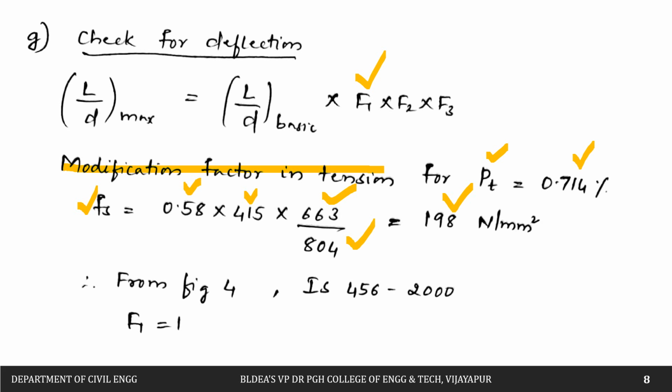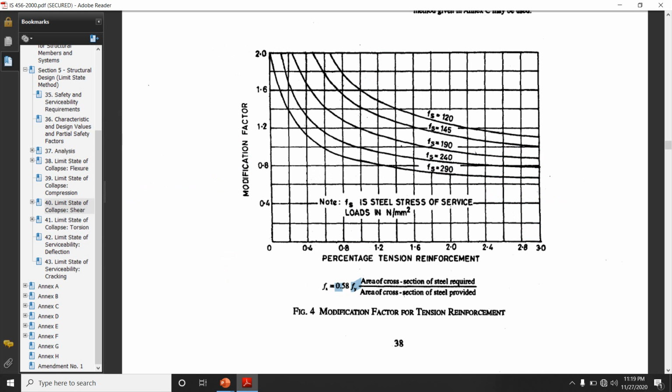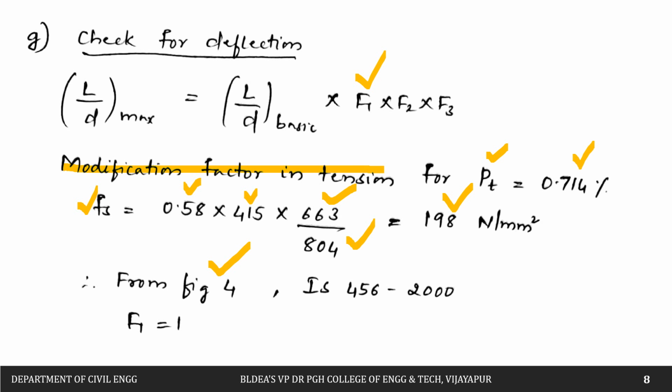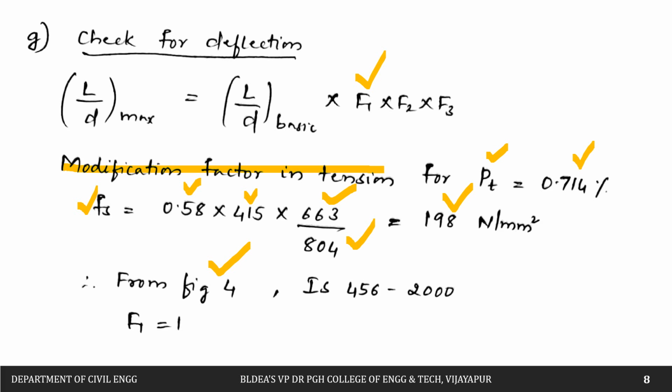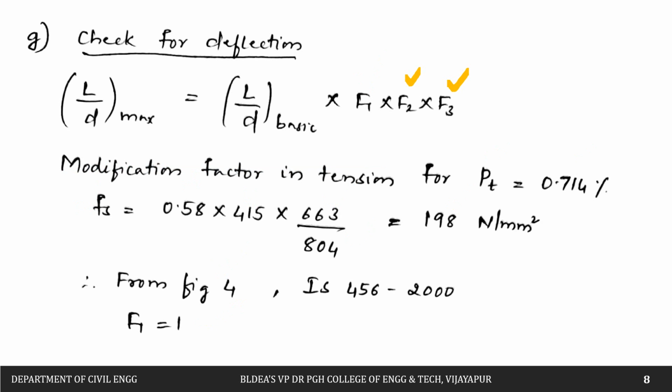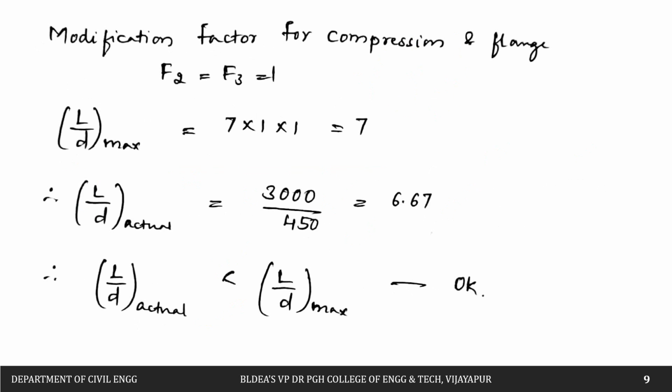Then next, we have to refer to figure 4 of IS 456 2000. So this figure we have to refer to, and if you compare, PT is 0.7, somewhere here. If you go somewhere here at the top, you will nearly get it as 1. Therefore F1 will be equal to 1. The next is F2 and F3. These are for compression steel and for flange section, and we don't have those cases. So this will be equal to 1 and 1. So F2 and F3 will be equal to 1.